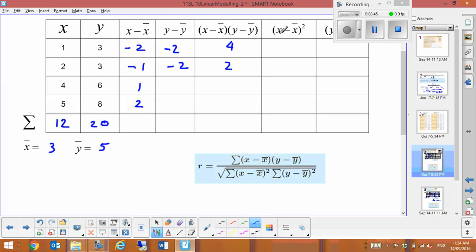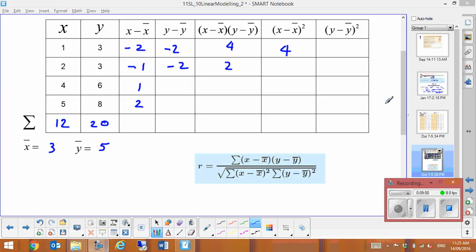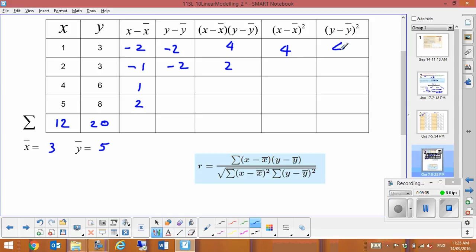We also need x minus x bar all squared. So we want this value all squared. Minus 2 times minus 2 is plus 4. We now want to square this one. That comes out as 4 as well. And this one squared becomes 1. This one squared becomes 4. So pause the video, fill in the other squares, and fill in these totals, because we're going to need these totals for down here.